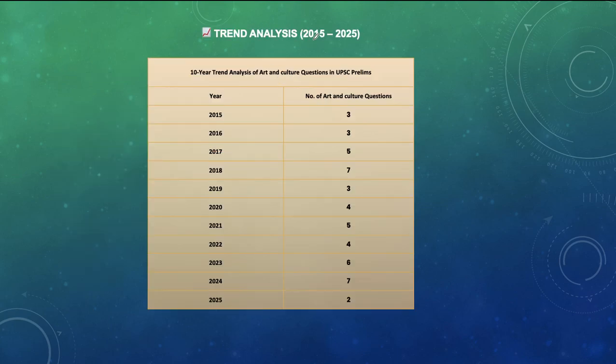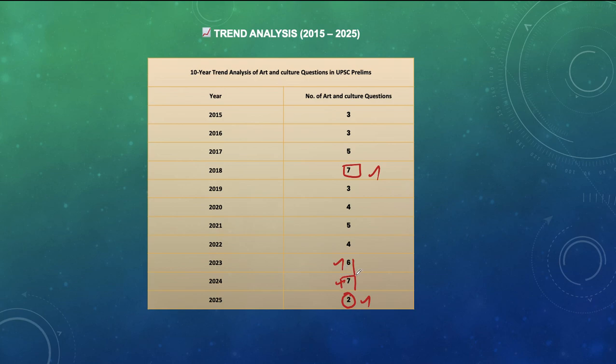So let's look at the trend analysis in the last 10 years in UPSC prelims examination. In 2025, this year, only 2 questions have been asked from art and culture segment. But in the last 2 years, especially in 2024, 7 questions. In 2023, 6 questions have been asked. And if you look at the overall last 10 years, the maximum number of questions has been asked in 2018, 7 questions.